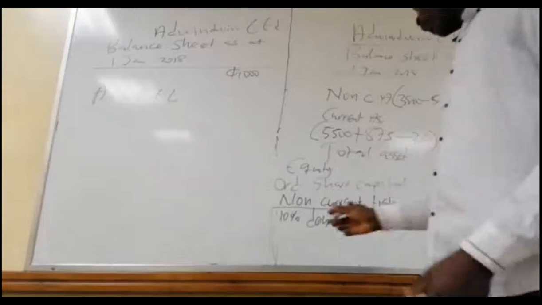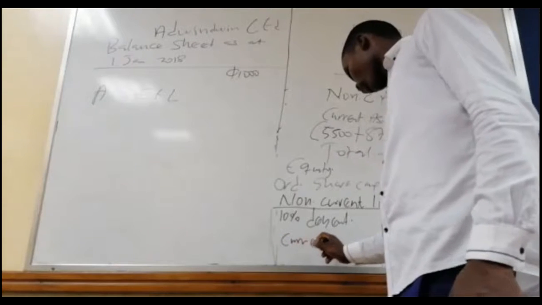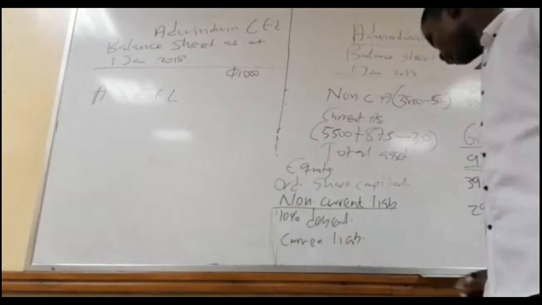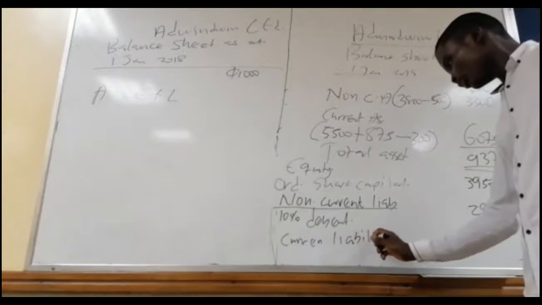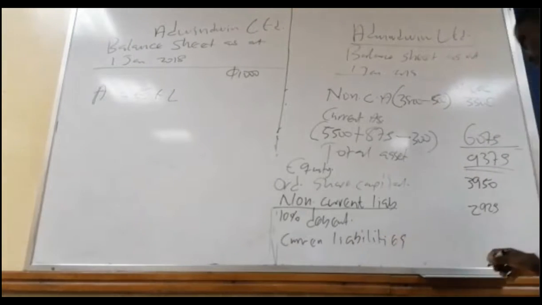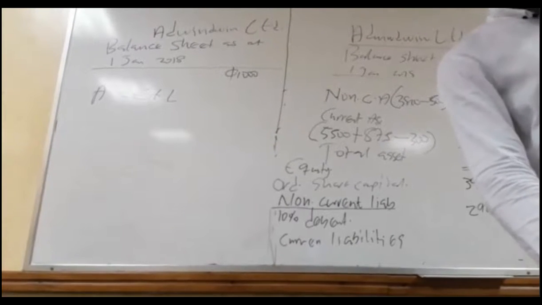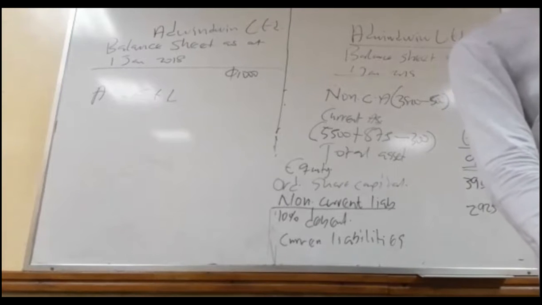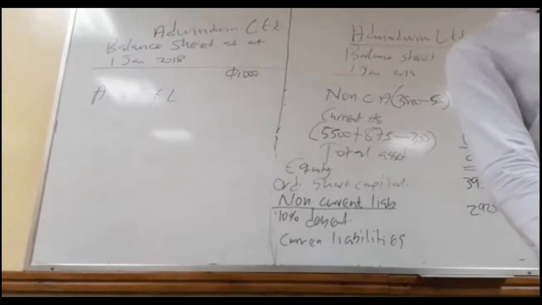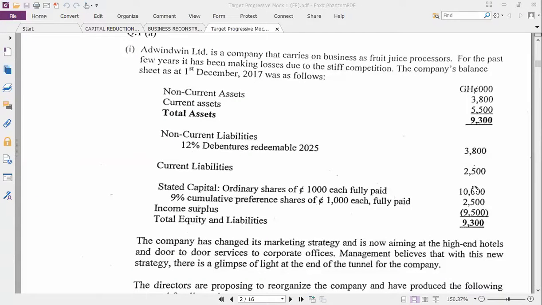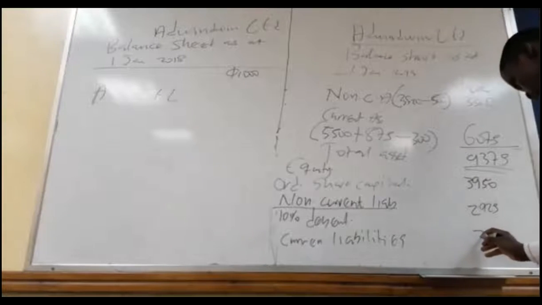Then finally, current liability. Let's go and pick it from the face. So far, no note affected the current liability. So let's pick it. Current liability is here: 2,500. Current liability is 2,005. Let's bring the 2,005.